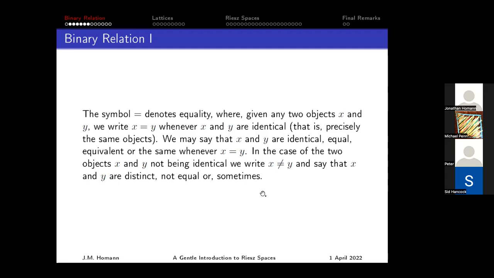So this is standard equality that we've seen before, that we know and love, before we get onto an equivalence relation. It's important though, when we define the anti-symmetry of a binary relation, that we know that this equal symbol is telling us that two objects are precisely the same.